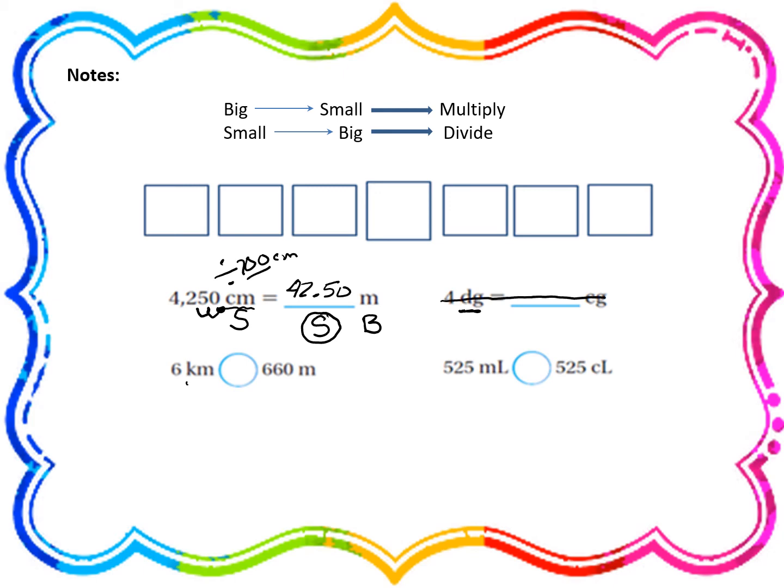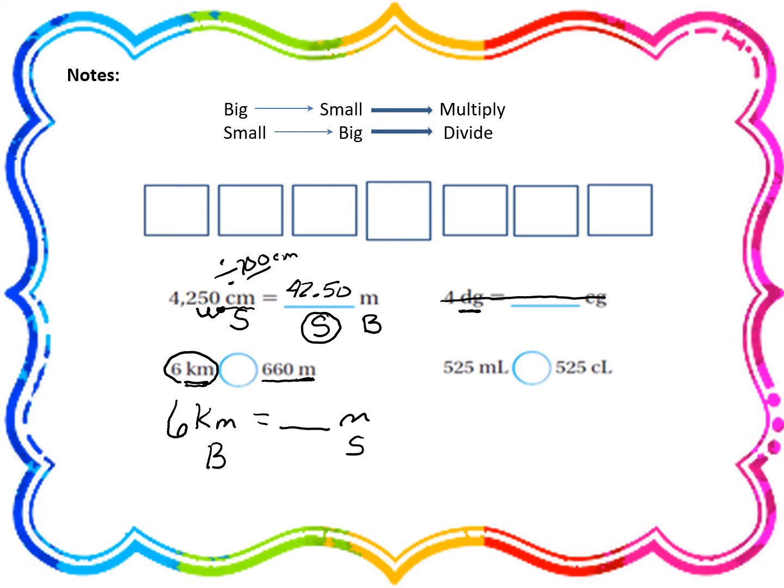So now let's look at kilometers and meters. Now we want to compare them. Which one is bigger? So I've told you we take the larger unit and turn it into the smaller unit because we want to multiply. So I want to know how many meters are in 6 kilometers. So I rewrite my problem. 6 kilometers equals how many meters?